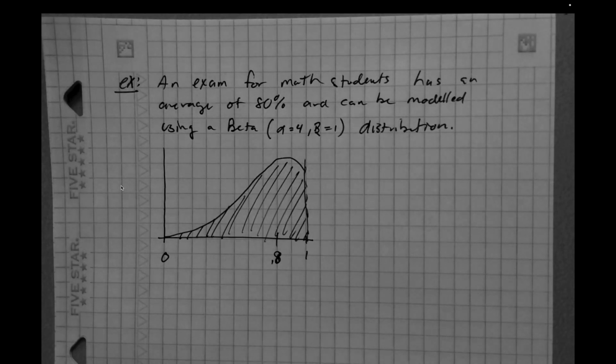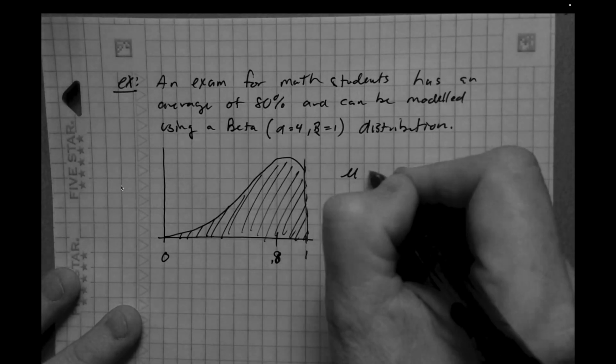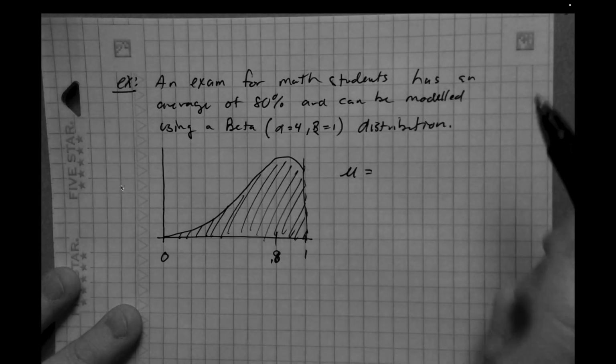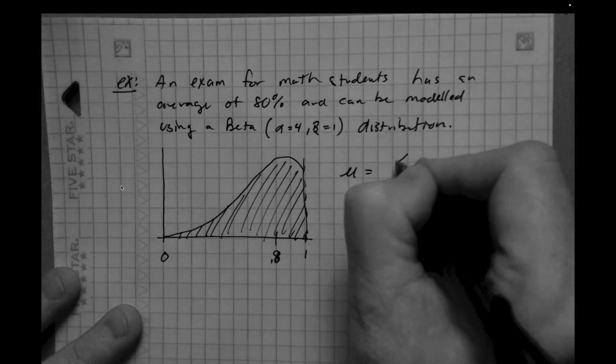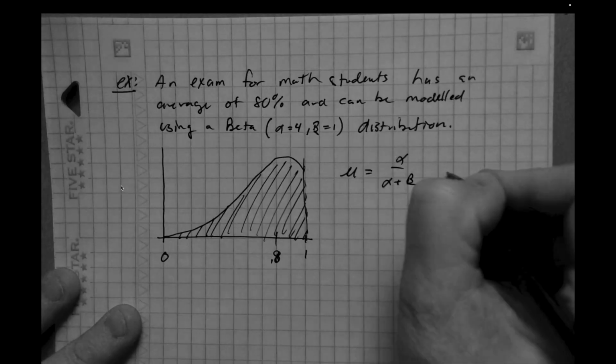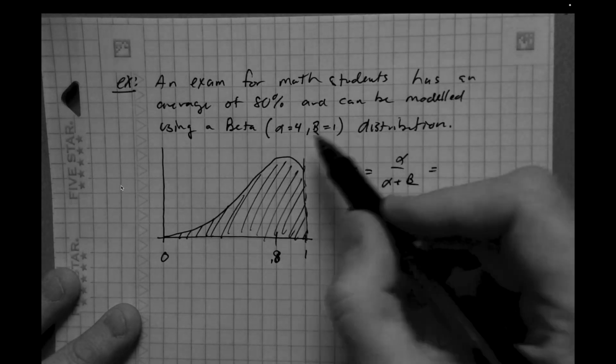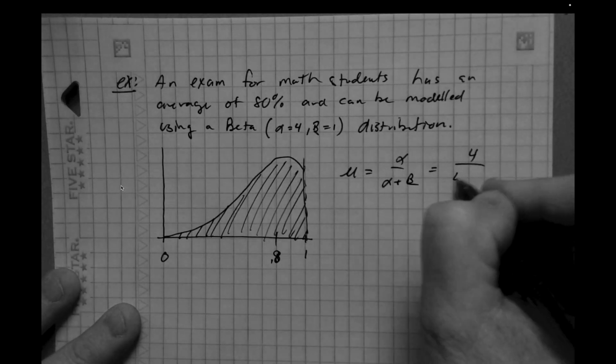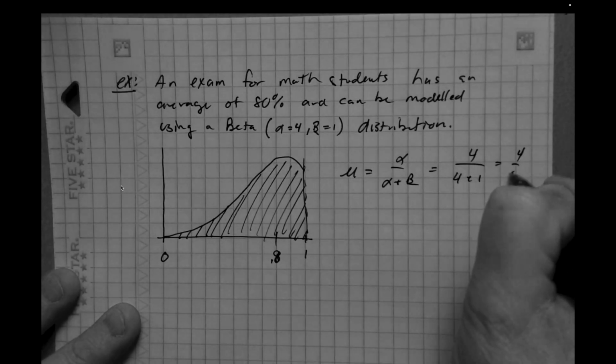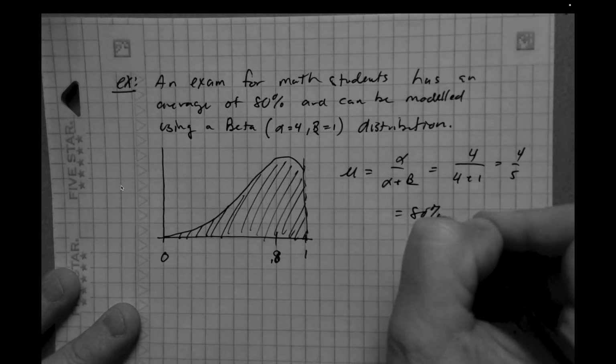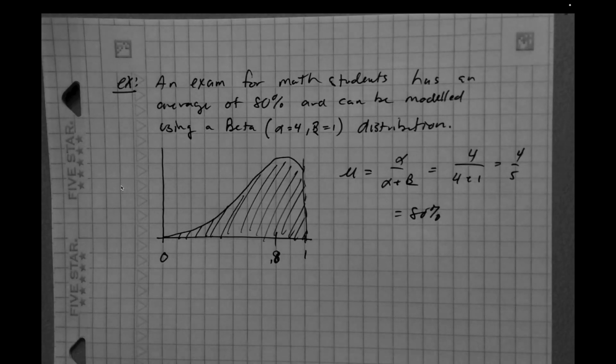Now, we can talk about the mean here. We know that it's 80%. So we know also that the mean of a beta distribution is equal to alpha over alpha plus beta, right? And so we can plug those values in. That'd be 4 over 4 plus 1. So it's 4/5. So that's 80%. Makes sense.